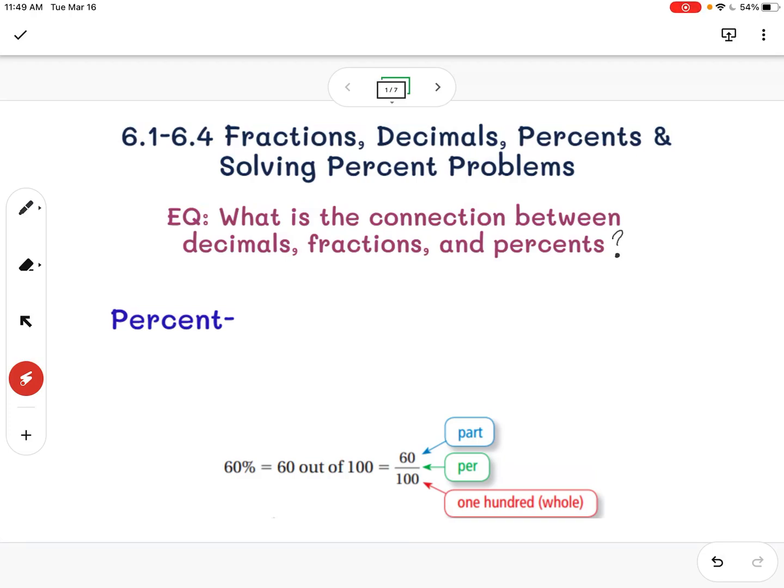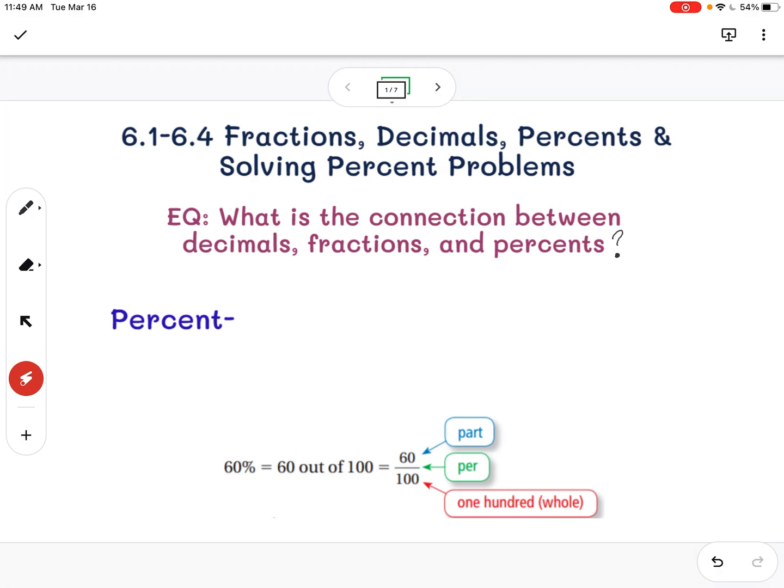Hi everyone, today we are going to jump right into chapter 6, which focuses on percents. We're going over four whole sections here, so make sure you're taking notes because this is going to give you vital information for many of the lessons to come. All right, so 6.1 to 6.4, the topics within those are fractions, decimals, percents, and solving percent problems.